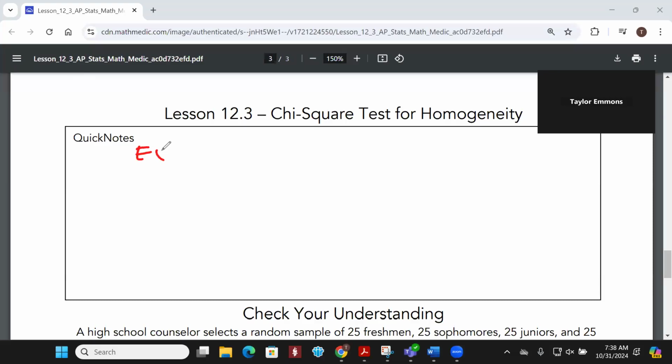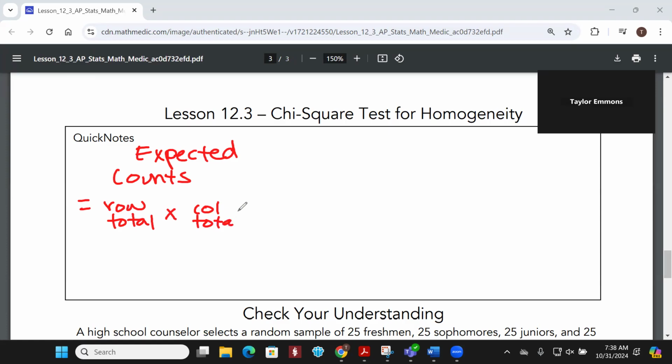So the first thing that we learned about was expected counts. When we have a two-way table, what we did with expected counts is we said the row total times the column total divided by the grand total.